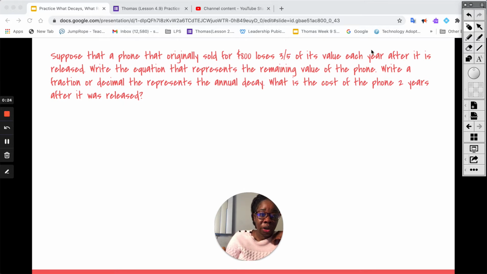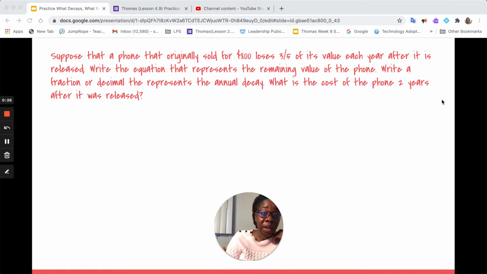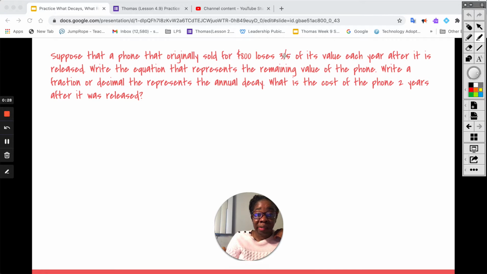So as we read our question, I expect that you are going to be annotating because this helps you pull out important information. So the phone is sold for 800. So that's going to be your initial value. It loses 3/5 of the value. So that's how much it's decaying.